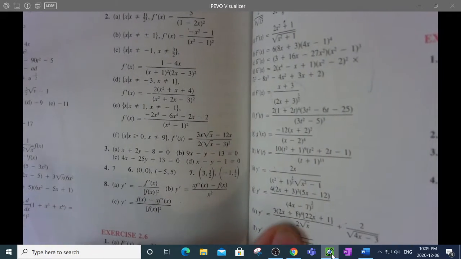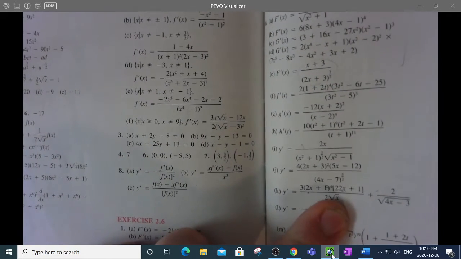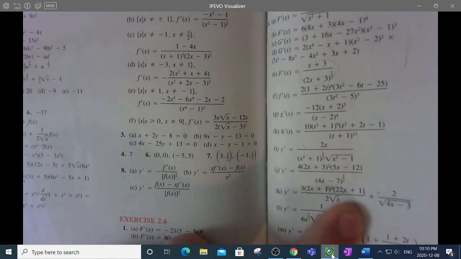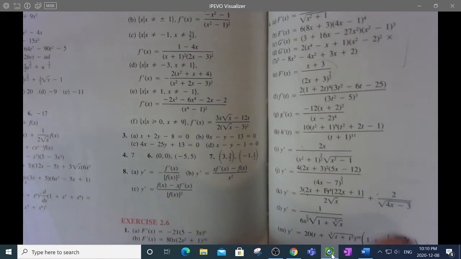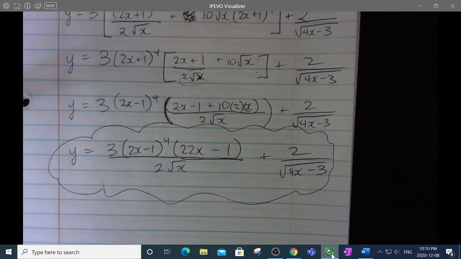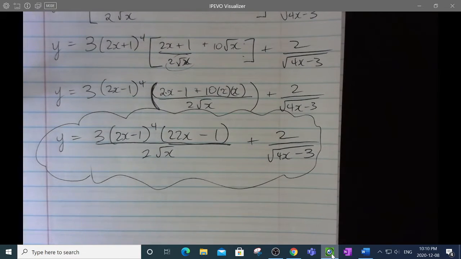Okay, oh, I think we've got it exactly. 3, the 2x plus 1 to the 4, the 22x plus 1, the 2 root x in the bottom, and yep, we've got it exactly. Huzzah. There's 6K.